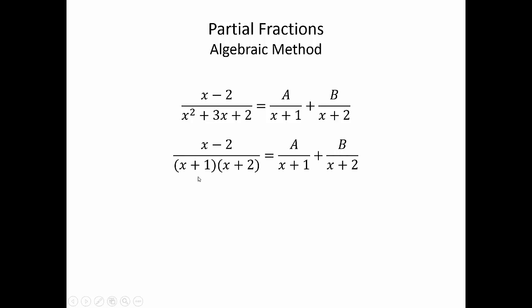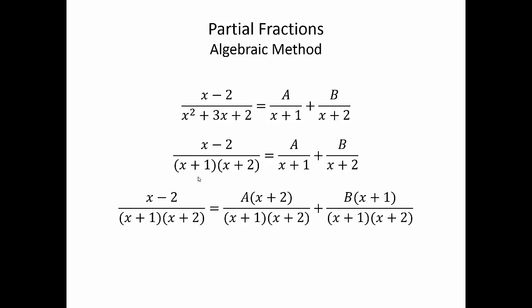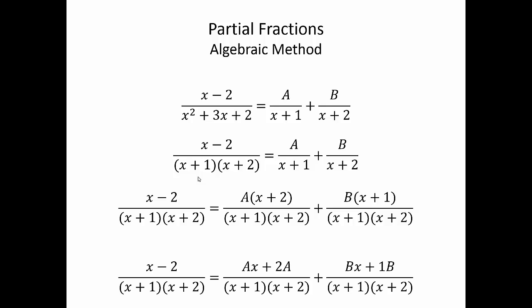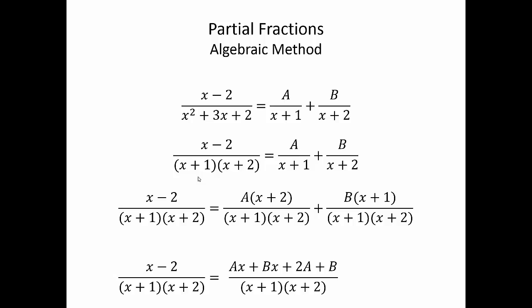We start by factoring the denominator on the left-hand side and writing it out explicitly. We then find a common denominator for all the terms. Distribute the algebra in the numerator. Rearrange the algebra to put all the x terms together and all the constant terms together.